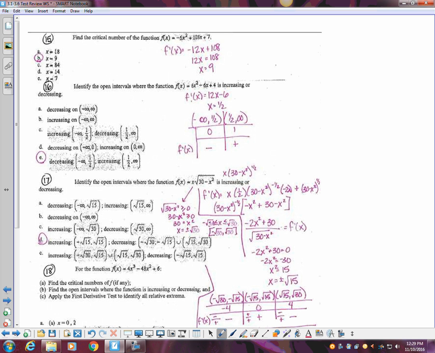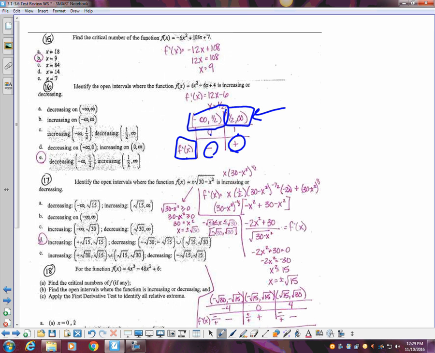Number 16, identify the open intervals where the function is increasing or decreasing. When you hear increasing or decreasing, you need to automatically know that you've got to go first derivative. So I find the first derivative, set it equal to 0, and solve it. That gives me my two intervals. I pick two test points. I find the derivative where the derivative is in those intervals, positive or negative, so I know I'm increasing from 1/2 to infinity and decreasing from negative infinity to 1/2.